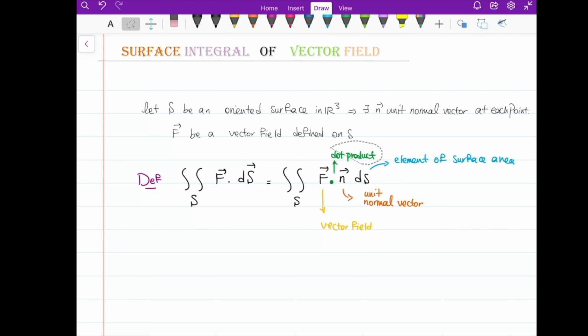And you should notice something, and it's that F here is the vector field, and F dot n here is just because it's a dot product, it's a function. That's why we can use the element of surface area, and we don't need the vector ds in here. The whole thing here is a function.